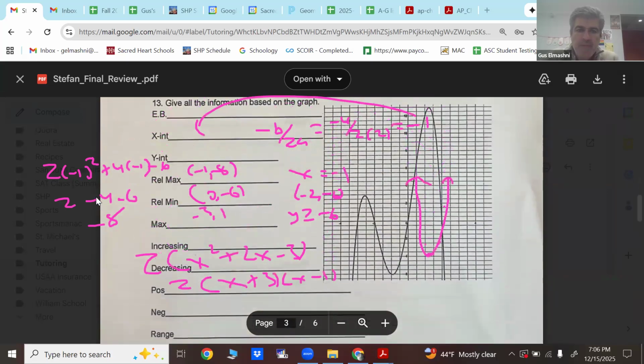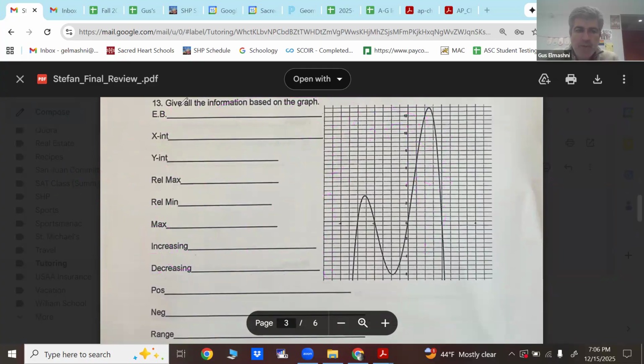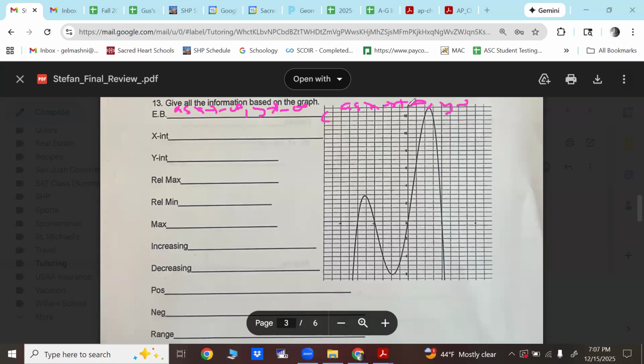And then lastly, this one here, end behavior. You always want to say as X approaches negative infinity, what's Y doing? Or as X approaches positive infinity, what's Y doing? If it's going down, you say negative infinity; up, you say positive infinity. Both are going down. X-intercept, just look at it. Y-intercept, look at it. The relative max are the peaks, and you want to say them as coordinates or just the Y values.